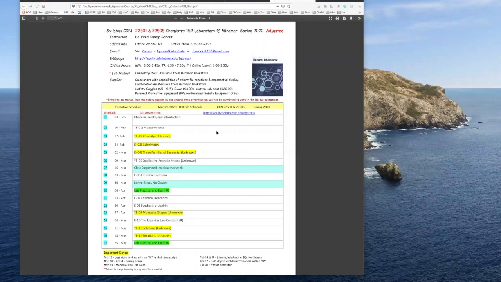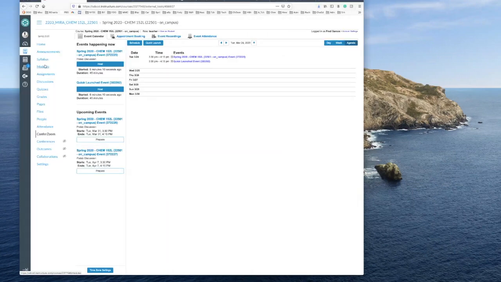Share my screen again, and then go through Canvas so that you guys can see what's going on. Under Canvas, you guys are in Zoom, but the place where you want to go is under modules, because the modules is where you're going to find the experiment.